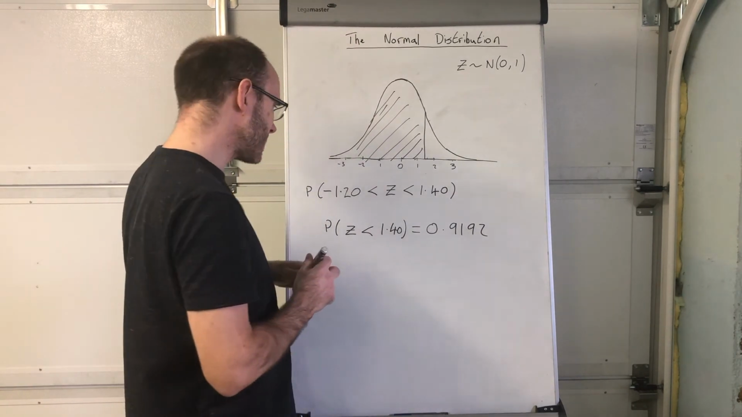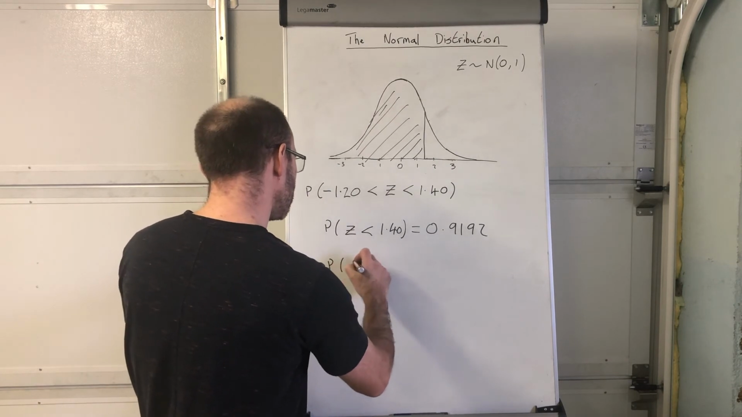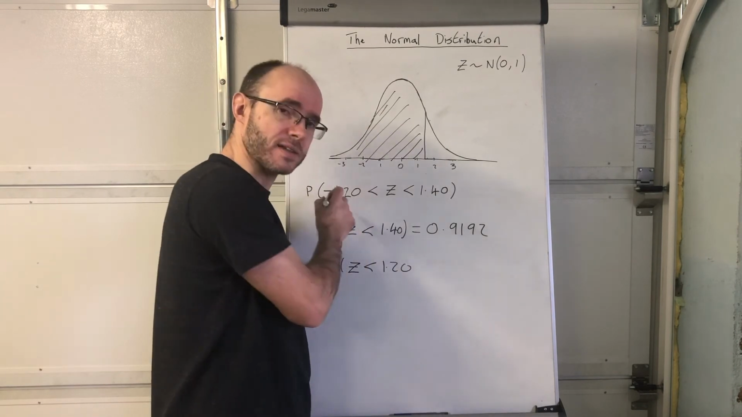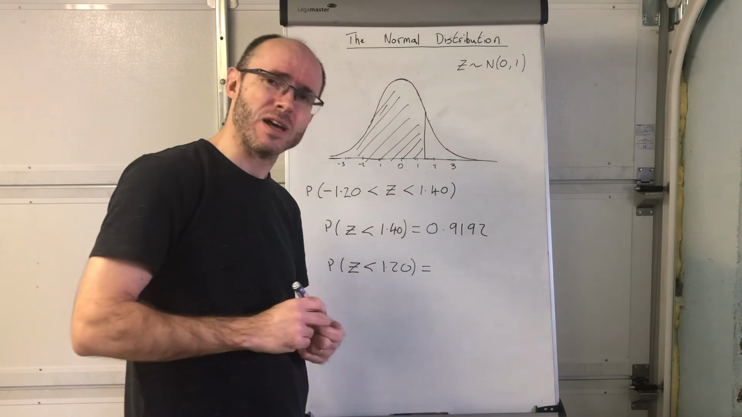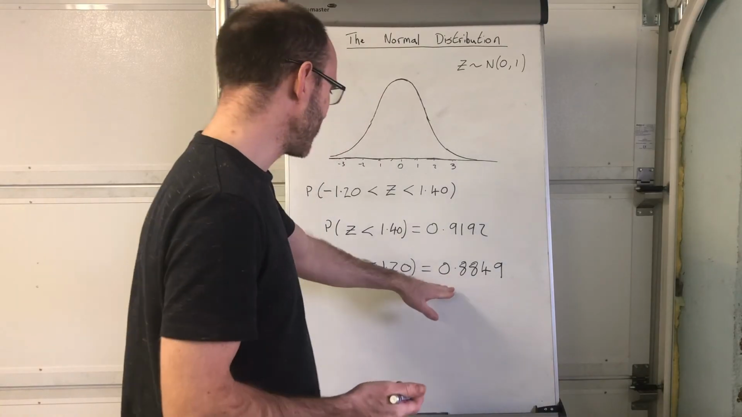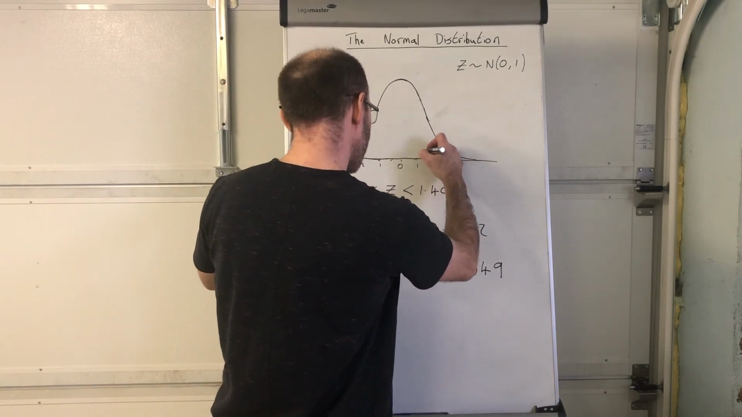Next, the negative value. That's awkward, but remember what I said you need to do? You need to consider the probability of Z is less than the modulus of that. Take the positive value and work out what that is: the probability of Z is less than 1.20. Here's the table again. I've also highlighted Z is 1.20, and the probability of Z is less than 1.20 you can see as 0.8849.